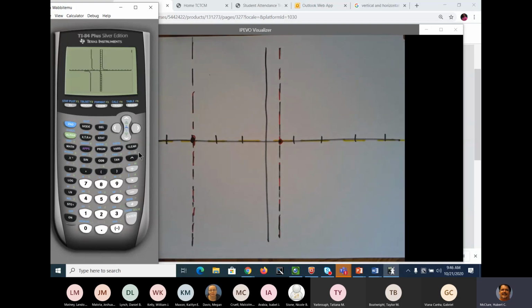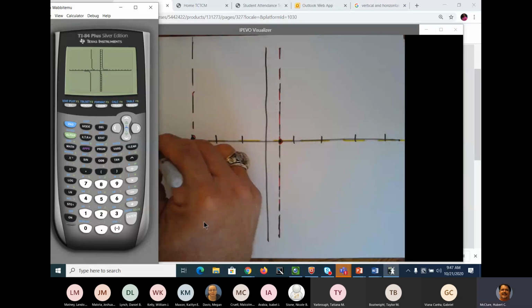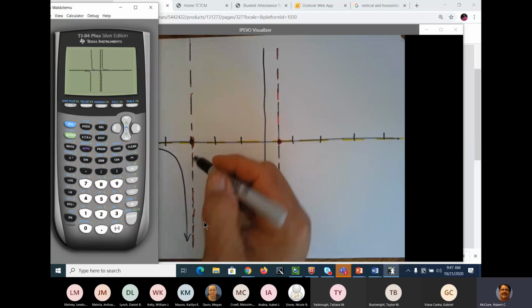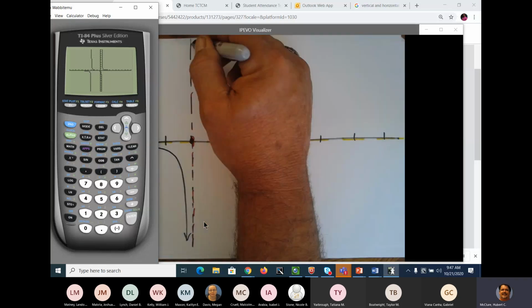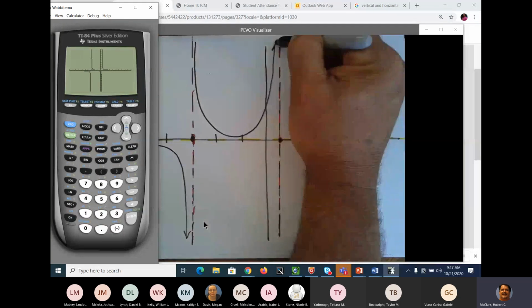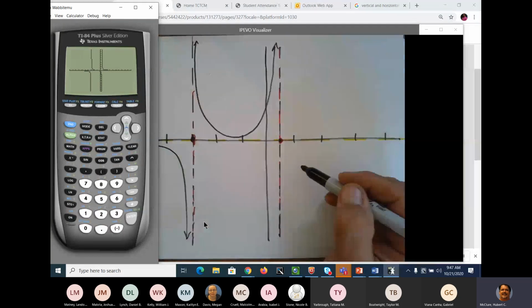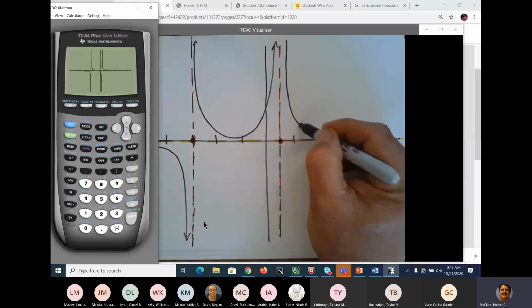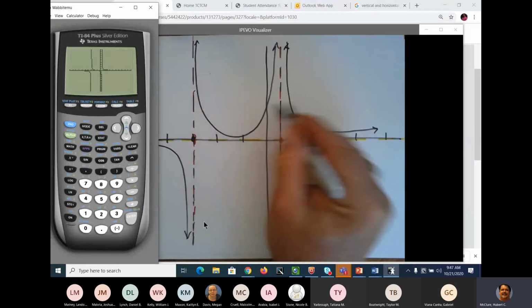And there's what it looks like. And it's going to look like this. And we've got a function like this. And a function like this. There's the volcano. Right there.